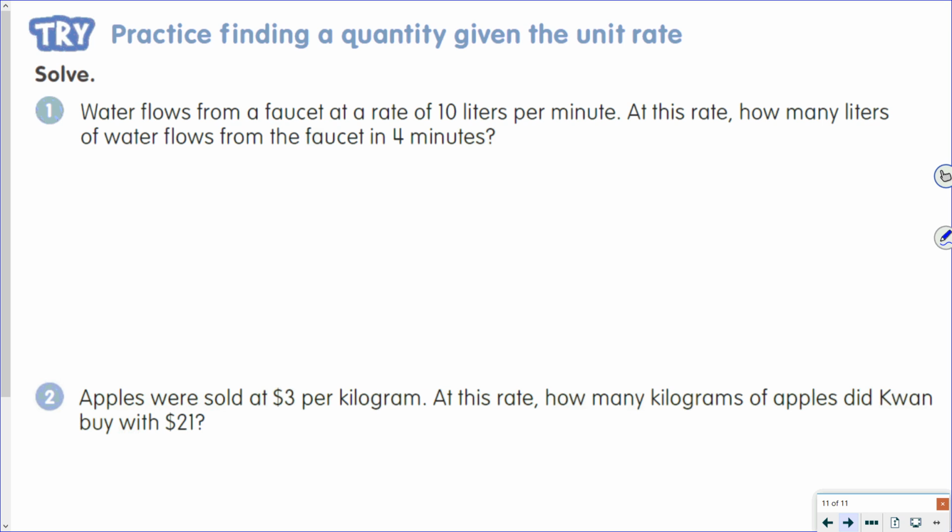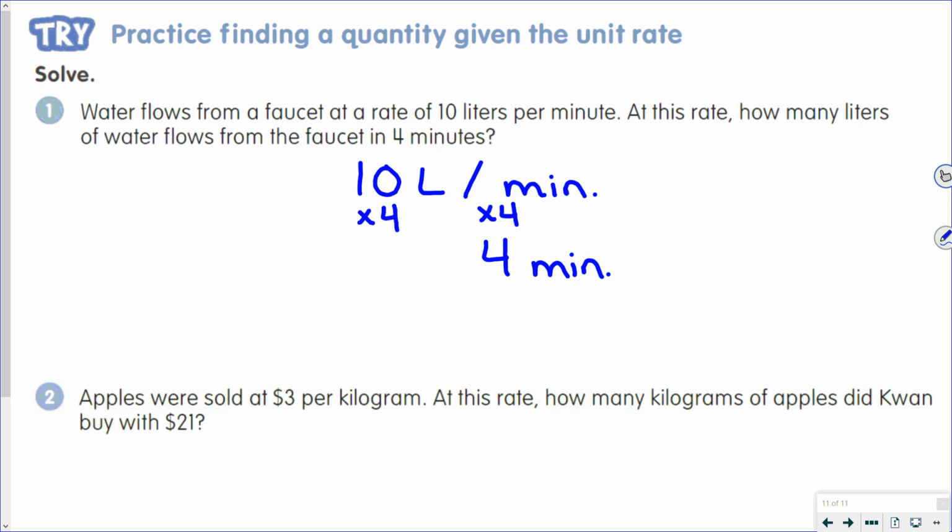So water flows from a faucet at a rate of 10 liters per minute. At this rate, how many liters of water flows from the faucet in 4 minutes? So 10 liters per minute. We go for 4 minutes. Well, to get from 1 minute to 4 minutes, you have to multiply it by 4. So you take the 10 and multiply it by 4, and you would get an answer of 40 liters.